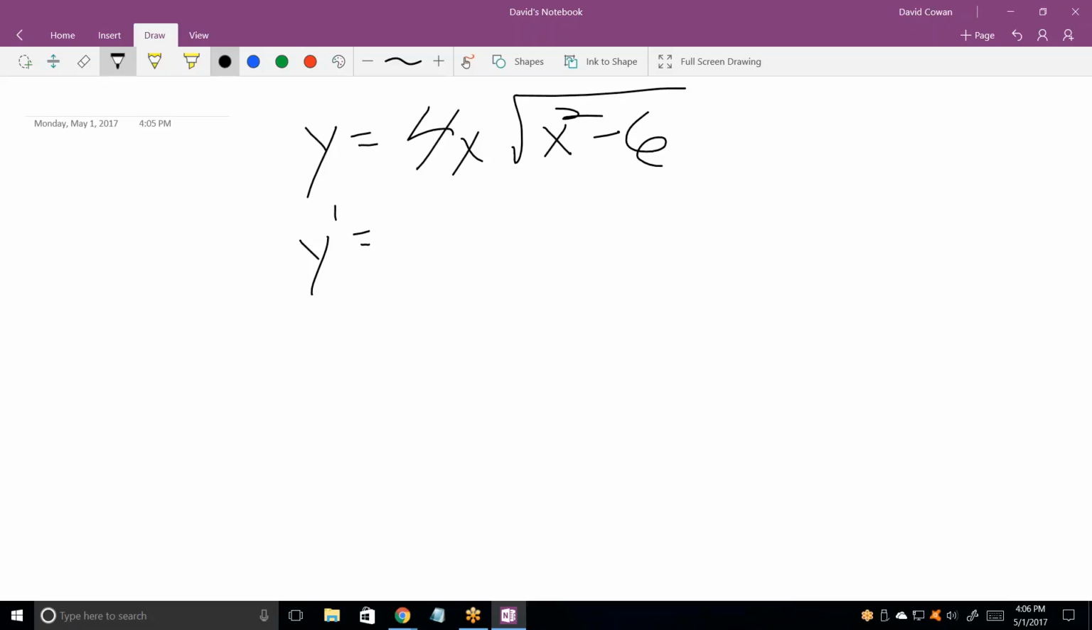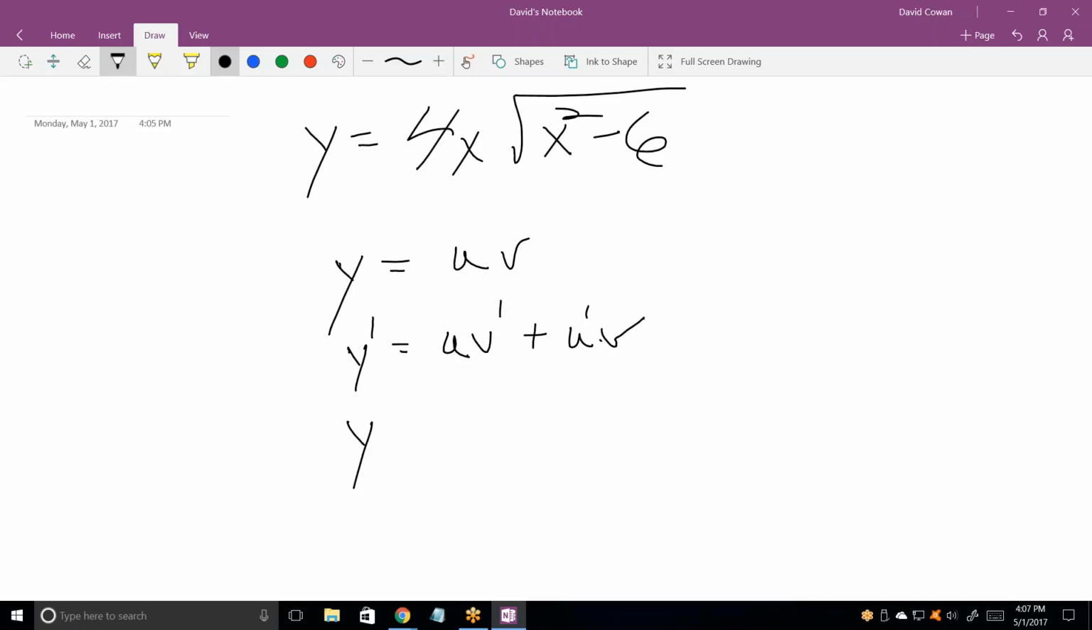So let's talk generally here for a second. I'm going to use u and v, which is pretty common in calculus. If y equals one function times another function, then y prime equals u v prime plus u prime v, using the product rule. So in our case, tell me what u v prime is.